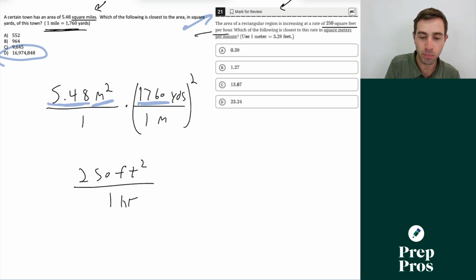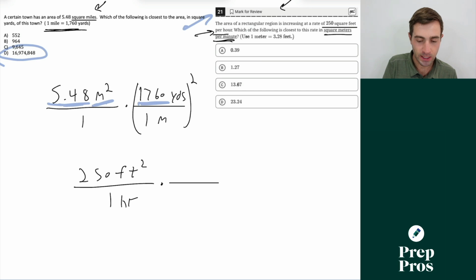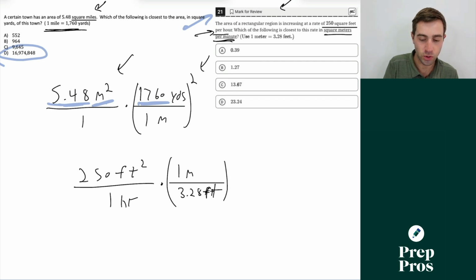And whenever you see per in these questions, per is kind of a math code word for divide. So now we're trying to get this into square meters per minute. So first thing we can just do is we can take care of our feet in meters. And we're going to follow the same principle we just did here. So we have feet squared and we want to get into meters squared. So now we're going to put our 1 meter over our 3.28 feet. But what we have to remember is since our units were squared, we have to square the conversion factor. We've knocked out step 1.